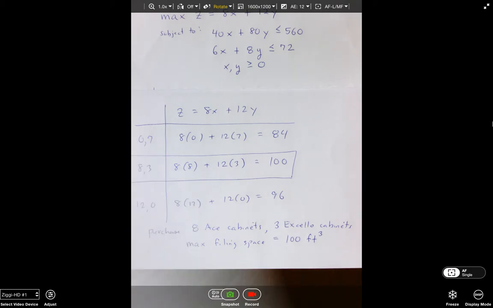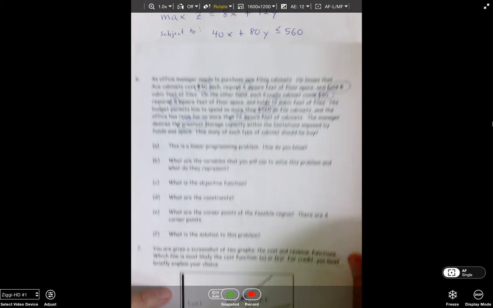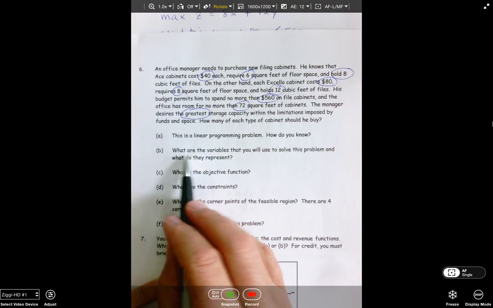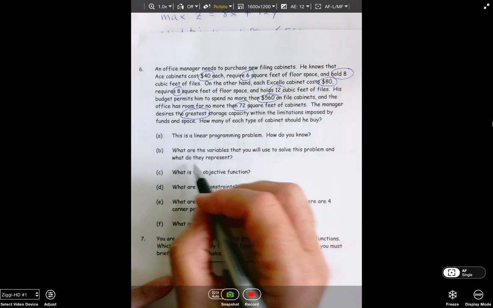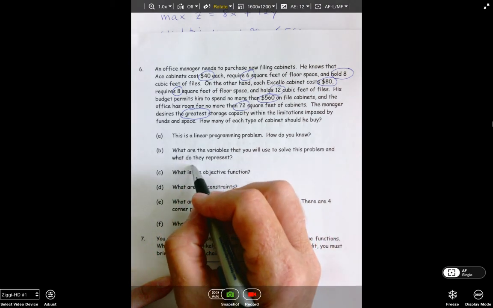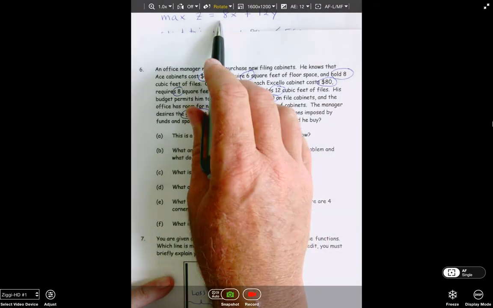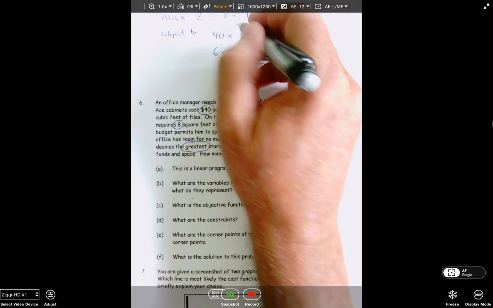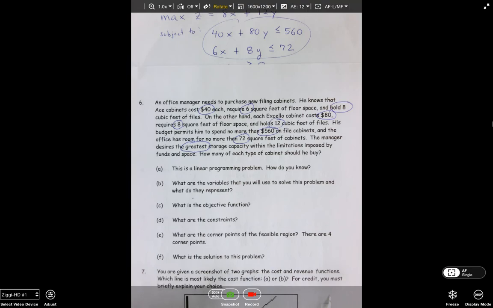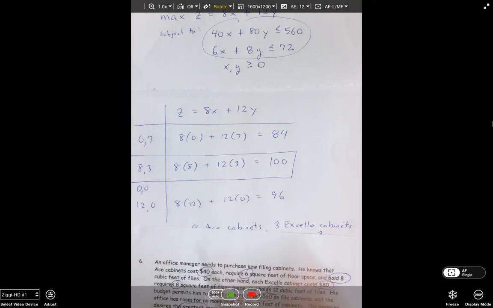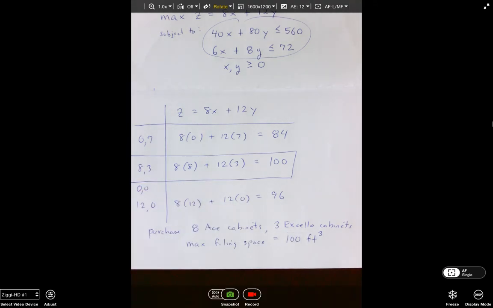All right, so we jumped around a little bit here. Let's go back and answer the problems. This is linear programming. What are the variables? We let x be the number of Ace cabinets, y be the Excello. The objective function was z equals 8x plus 12y. The constraints were these right there. What are the corner points? There are 4 corner points. I gave you 3. There's always another one, 0, 0.